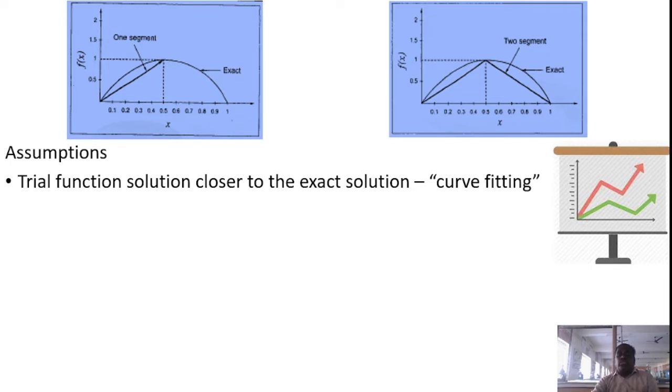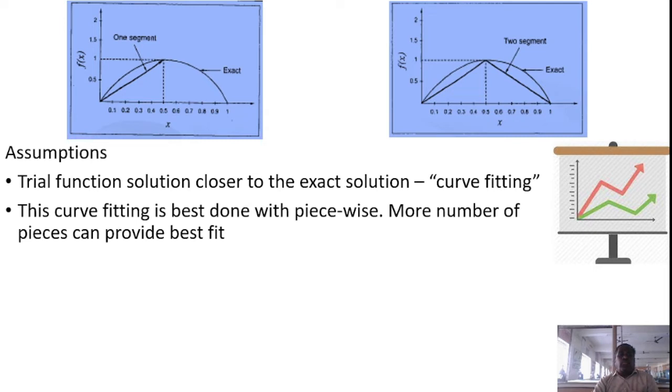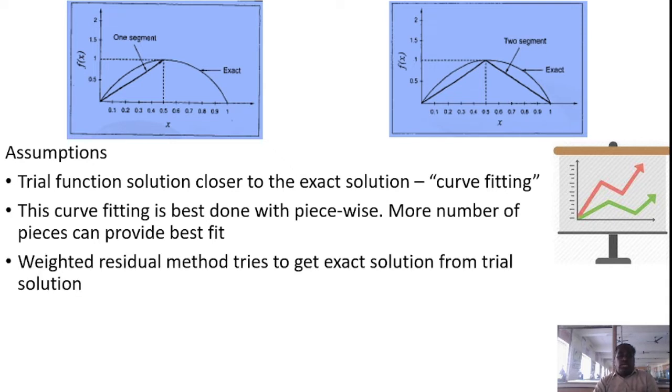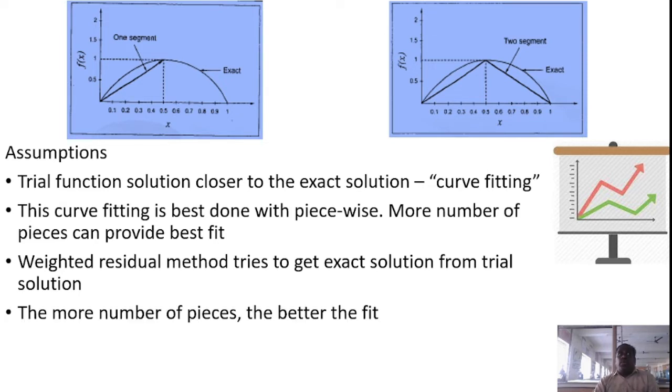With the aid of a piecewise continuous trial function, we may get the exact curve fitting. So curve fitting is best done piecewise. If more pieces are available in the system, we can provide the best fit between the red and green graphs. After that, the weighted residual method tries to get the exact solution from the trial solution with the aid of trial functions. So if the solution domain has more pieces, we can get better fitness.